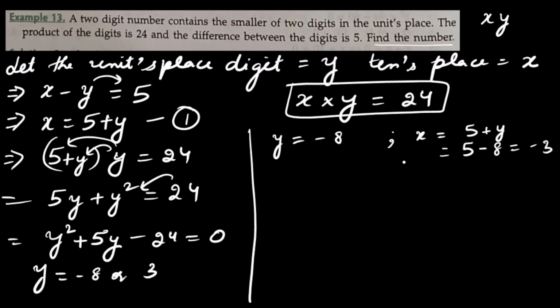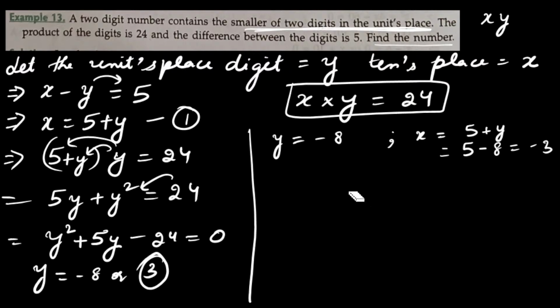So what will be the number in this case? A two-digit number contains the smaller of the two digits, and the smaller of the two digits is at the unit place. So that means we have to consider only the smaller number, 3 only. Because if we write the number like 38, we will be getting the larger number.